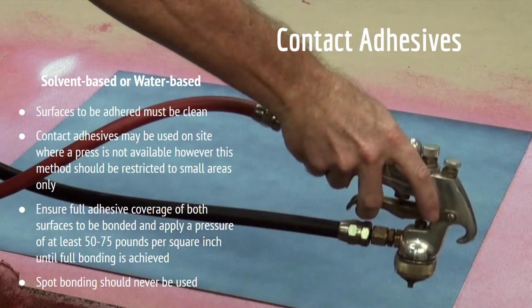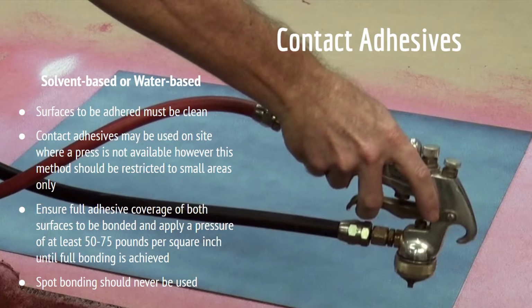Surfaces to be adhered must be sound, thoroughly dry, clean, and free of dust and any other surface contamination. When a laminating press is not available, such as on-site installation, contact adhesives may be used. However, this method should be restricted to small areas only.